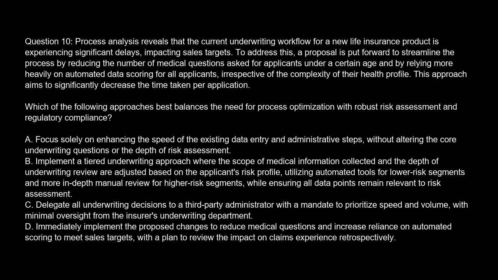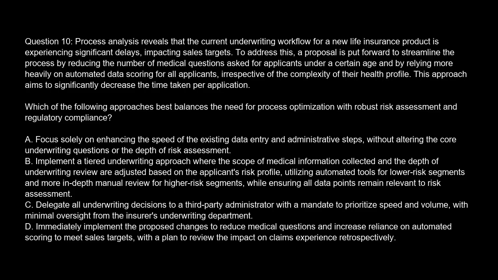Option A. Focus solely on enhancing the speed of the existing data entry and administrative steps without altering the core underwriting questions or the depth of risk assessment. Option B. Implement a tiered underwriting approach where the scope of medical information collected and the depth of underwriting review are adjusted based on the applicant's risk profile, utilizing automated tools for low-risk segments and more in-depth manual review for high-risk segments, while ensuring all data points remain relevant to risk assessment.